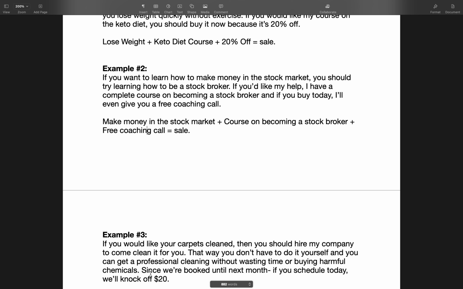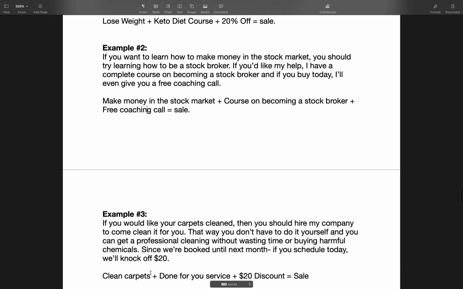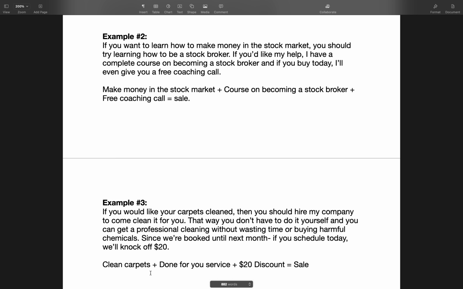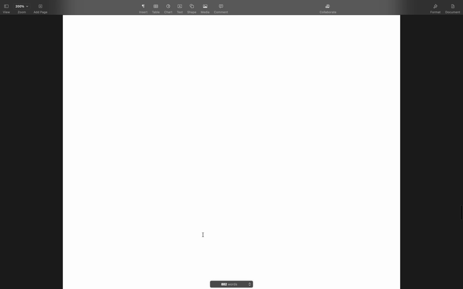And then example number three. If you'd like your carpets cleaned, then you should hire my company to come clean it for you. That way, you don't have to do it yourself, and you can get a professional cleaning without wasting time or buying harmful chemicals. Since we're booked until next month, if you schedule today, we'll knock off $20, right? So the desire is to get your carpets cleaned, then the delivery is a done-for-you service, plus a $20 discount. There you go, right? Super simple stuff. Everybody wants to make this really, really complicated, but if you just nail down the basics, you will never go wrong, okay?